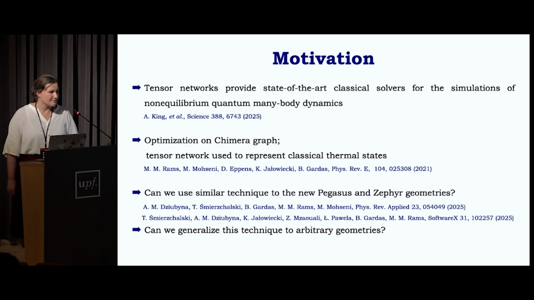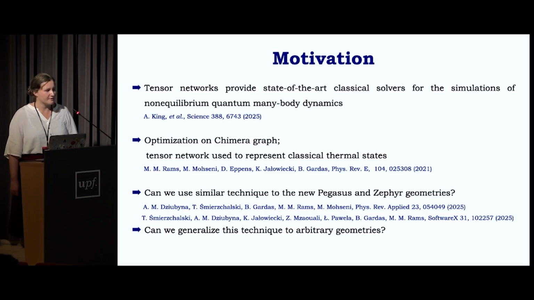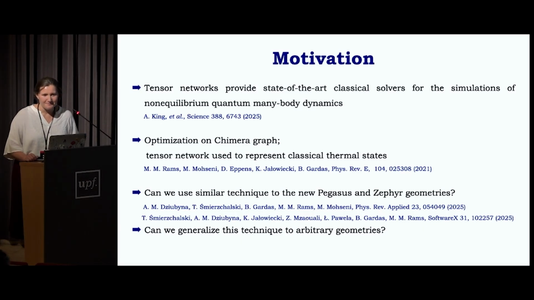We were interested in finding out whether we can use a similar technique for the new annealing geometries, such as Pegasus and Zephyr geometries. So first of all, can it be done? Because Pegasus and Zephyr are like chimera, they are sparse, they are two-dimensional, but they have a much higher level of connectivity. Tensor networks work well for low-dimensional problems, I would say up to two-dimensional problems.